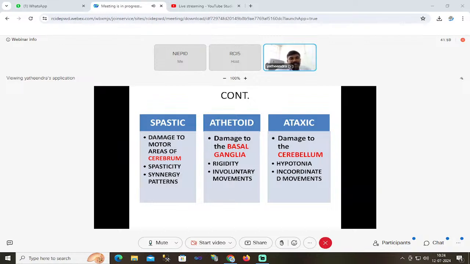And spasticity is the increase in muscle tone. So when I mention a pathological increase in the muscle tone, that is called spasticity. So these are the clinical features of spasticity.